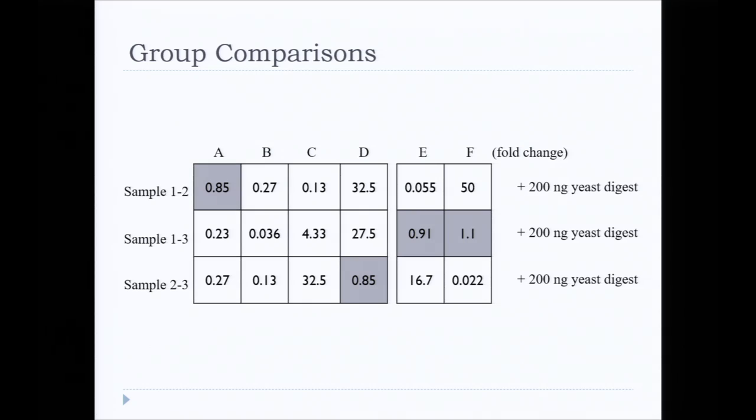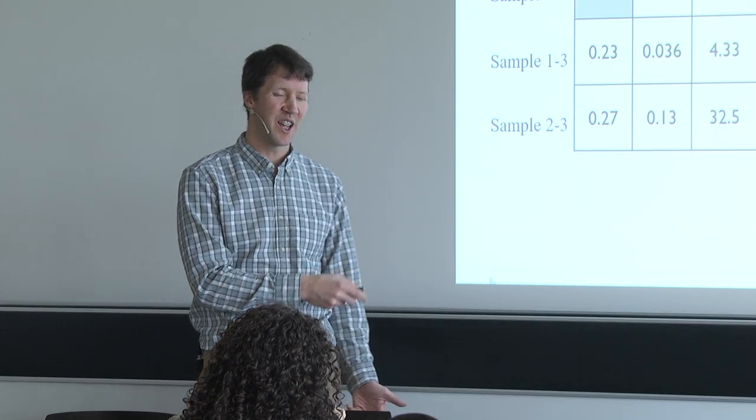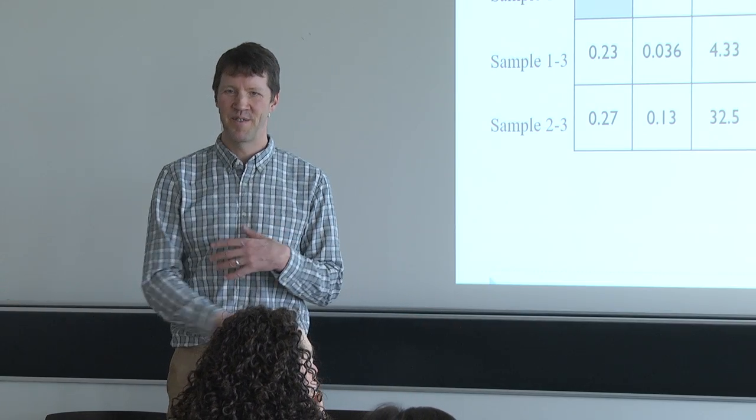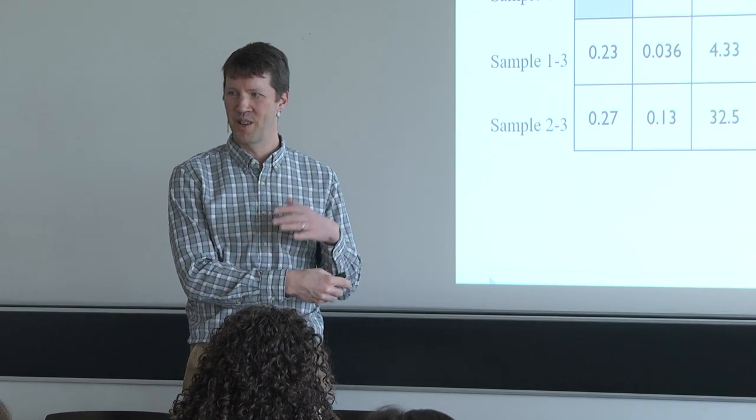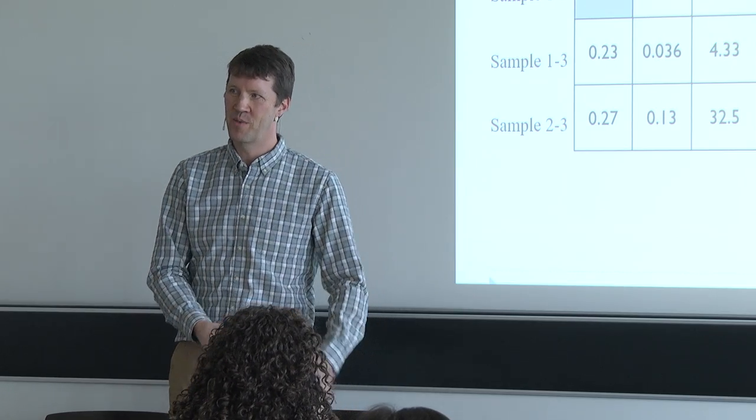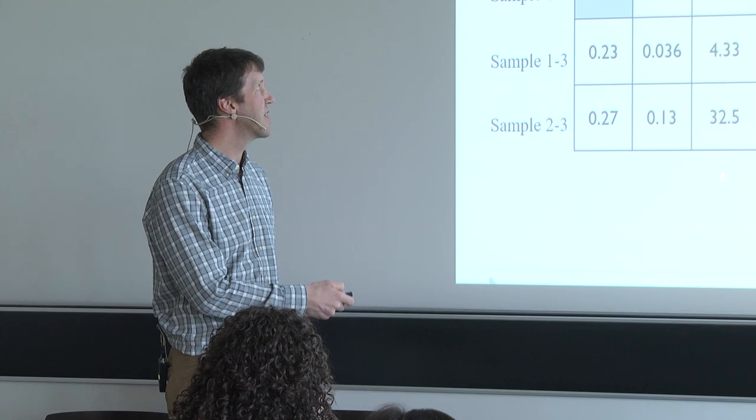So we can derive from that expected fold change when we do the various comparisons. If we compared sample 1 to sample 2, we would expect a fold change of 0.85 for protein A and 0.27 for protein B. And so I've color coded the ones gray that I think no tool in the world is going to find with such a small fold change unless we had huge sample sizes.